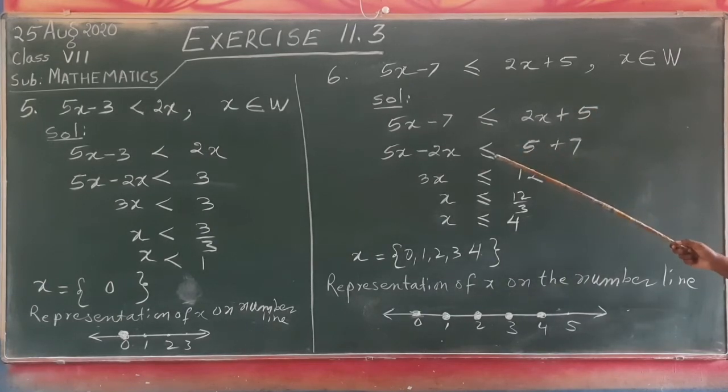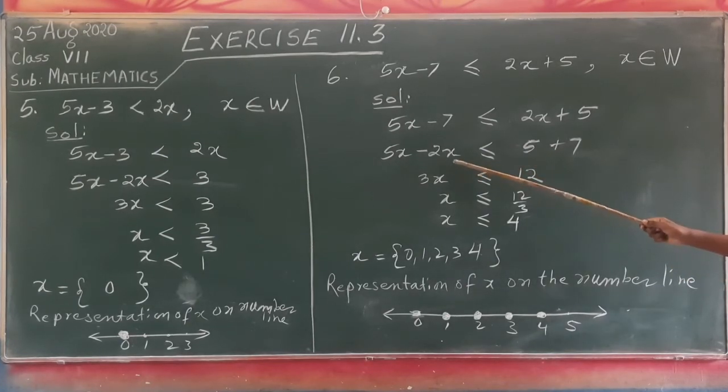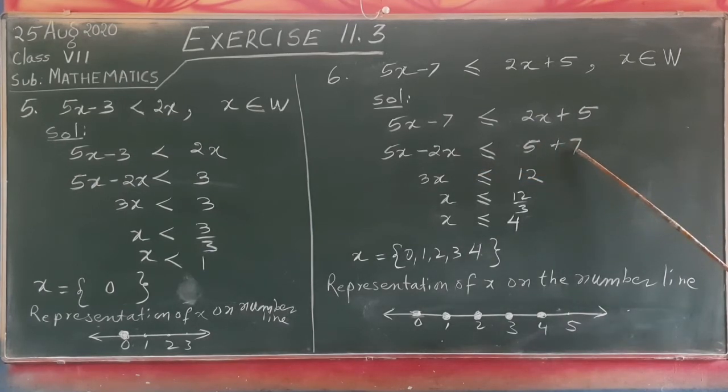So now on transposing, bring 2x to the left hand side, it becomes what? Minus 2x. And bring minus 7 to the right hand side, it becomes what? Plus 7. Okay. And now on simplifying, on the left hand side we get 3x and the right hand side we get what? 12.